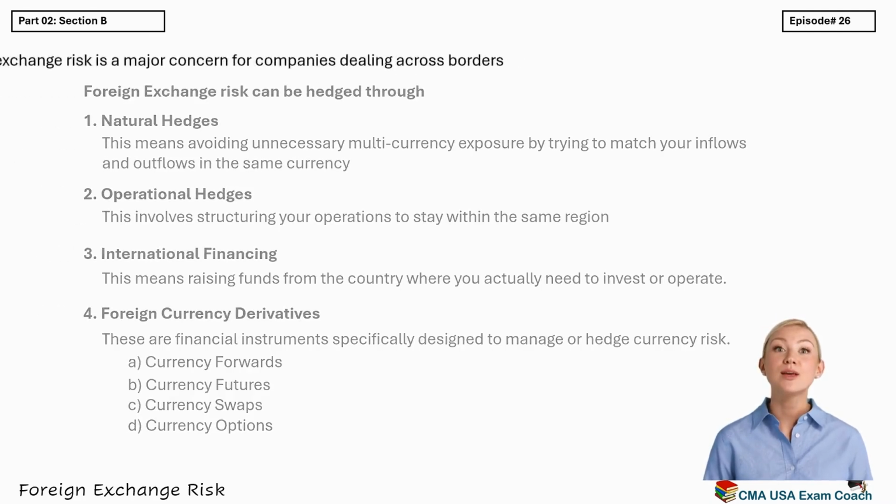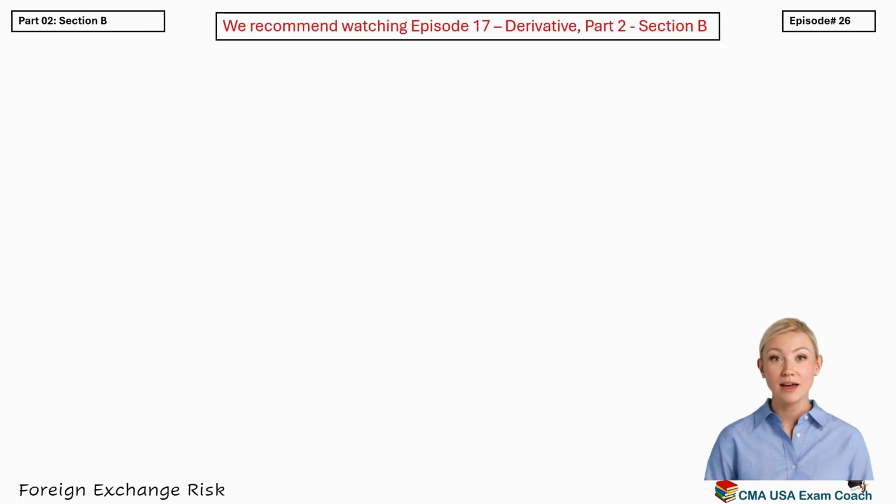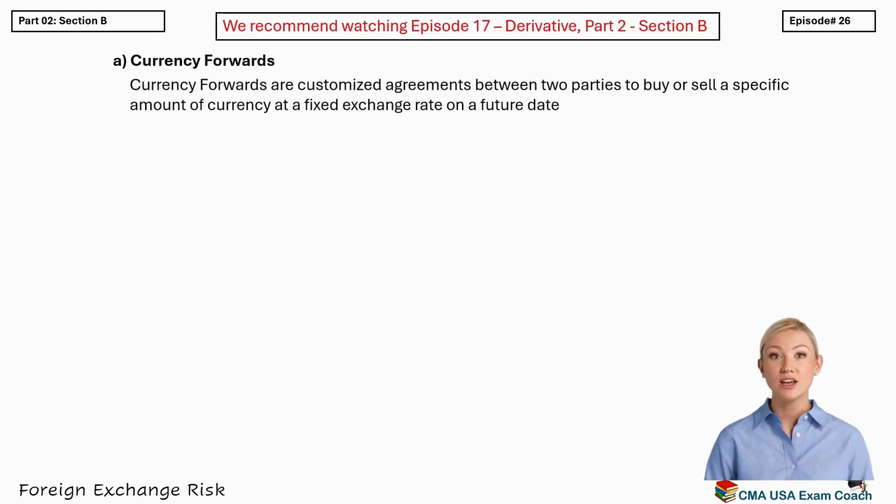Let's quickly review what each of these currency derivatives means in this context. Currency forwards are customized agreements between two parties to buy or sell a specific amount of currency at a fixed exchange rate on a future date. Since they are tailor-made, they are traded over the counter, not on an exchange. These are commonly used by businesses to lock in exchange rates and avoid surprises.